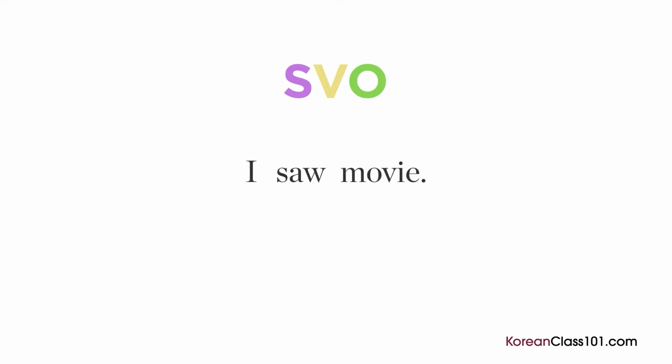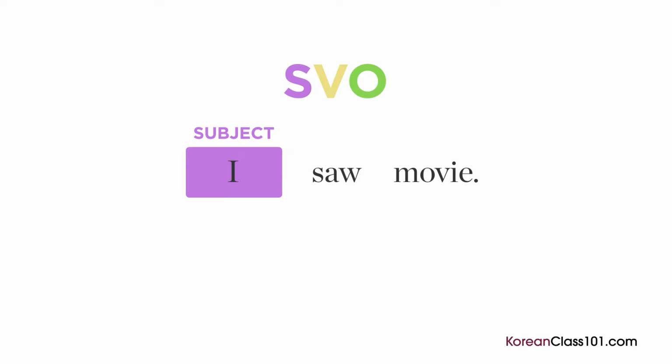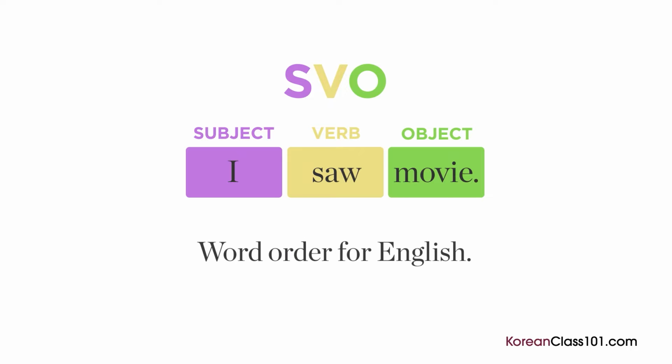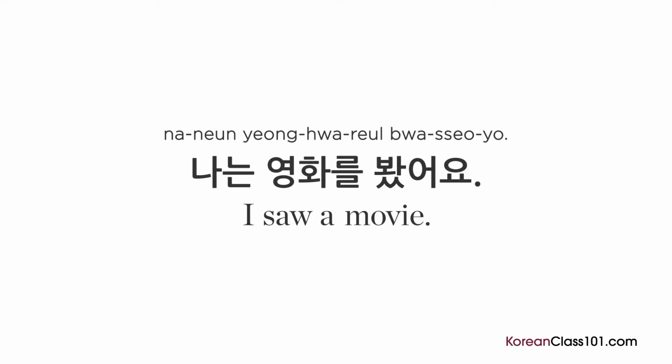If we break down the English sentence, I saw a movie, we can see that the subject I is presented first, followed by the verb saw, and then finally the object movie is positioned last. This is the basic word order for sentences in English. Now, let's compare the same sentence, I saw a movie, in Korean.